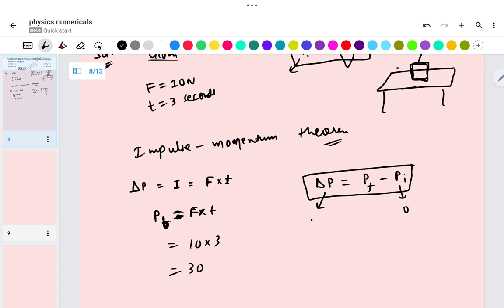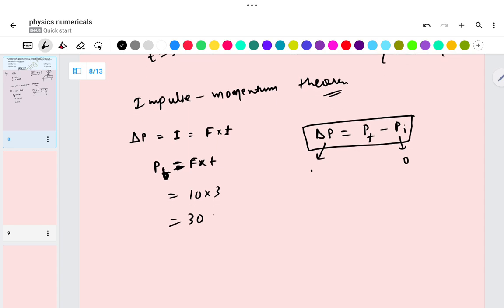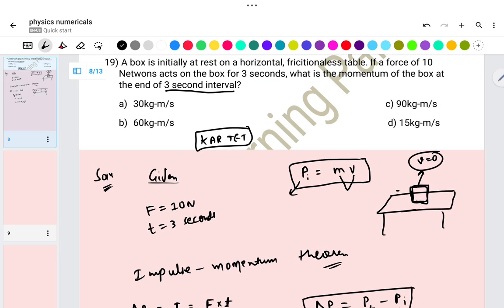Momentum is mass into velocity, or force into time, Newton second. Okay, what is the answer here? Mass into velocity: mass is in kg and velocity is in meter per second. Okay, so here the option is 30 kg meter per second.